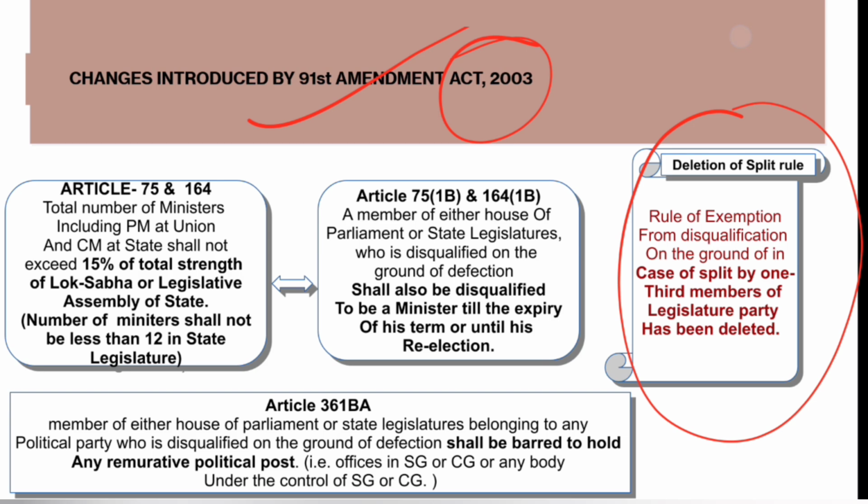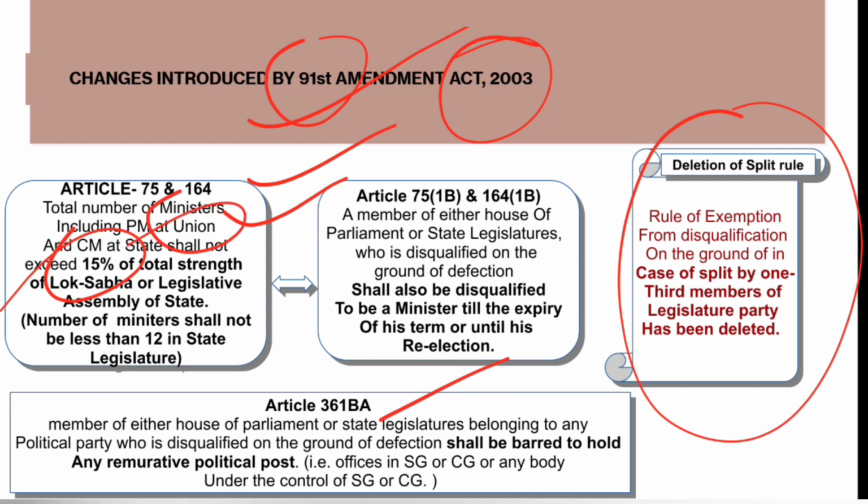But now this rule is not there, and it was removed from this amendment of 2003, which is the 91st Amendment. And also in these articles, these clauses were added. So under Article 75 and 164, the total number of ministers including PM at union and CM at a state, it was held that it will not exceed 15% of the total strength of Lok Sabha or Legislative Assembly of the state. So 15%, that means the number of ministers cannot exceed 15%.